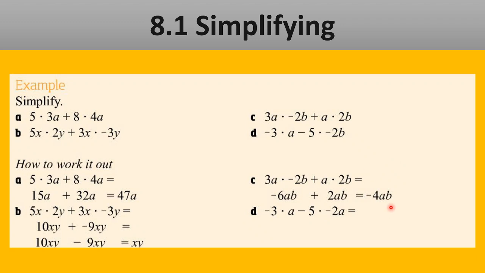Gives me minus 4ab. And here minus 3 times a is minus 3a. And this becomes plus 10a. Gives me 7a. There is a mistake in your book here. You see I already corrected it. Your book just stops here. I think they made a translation error. They just say minus 3a plus 10a, stop. No, you don't have to stop. These are like terms, so please add them up and find 7a. So that's a mistake in your English version of the book.